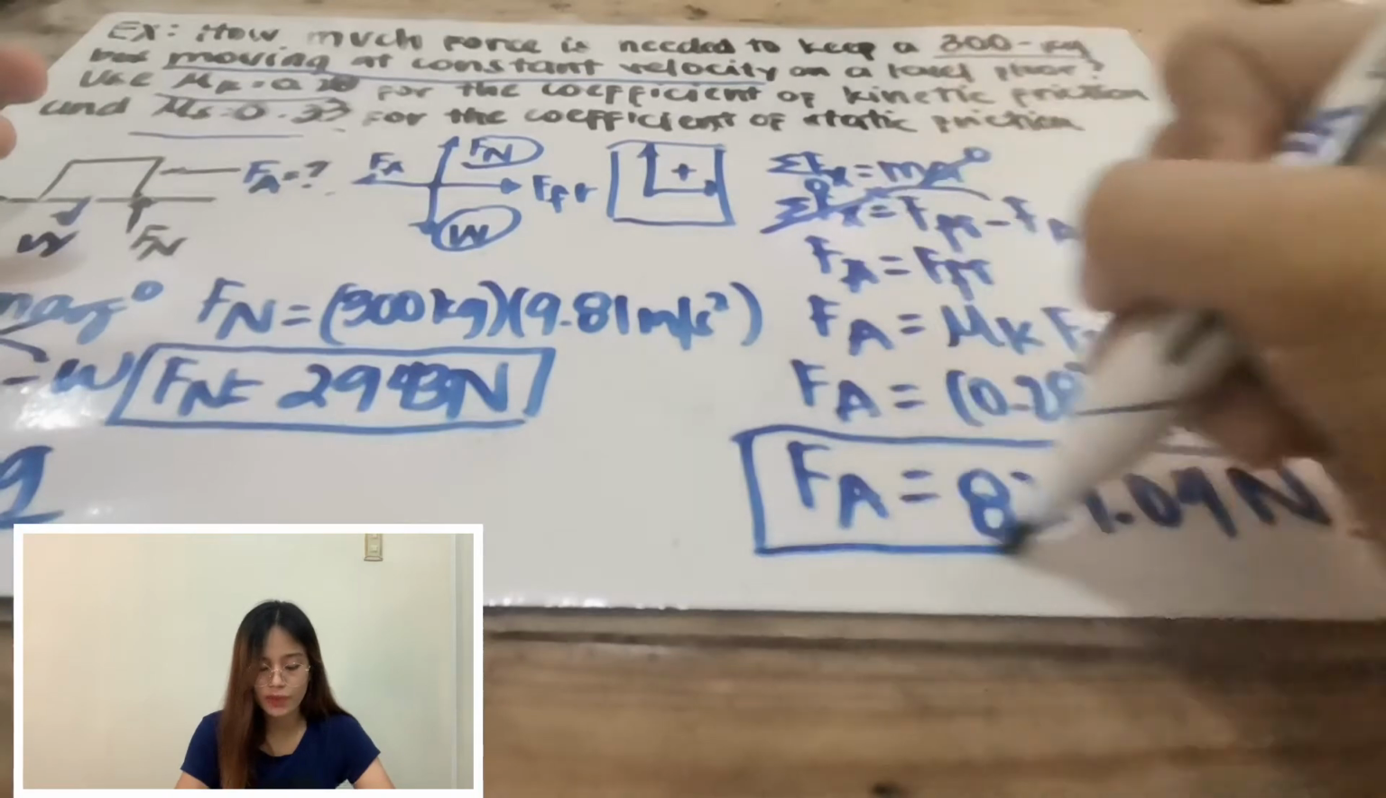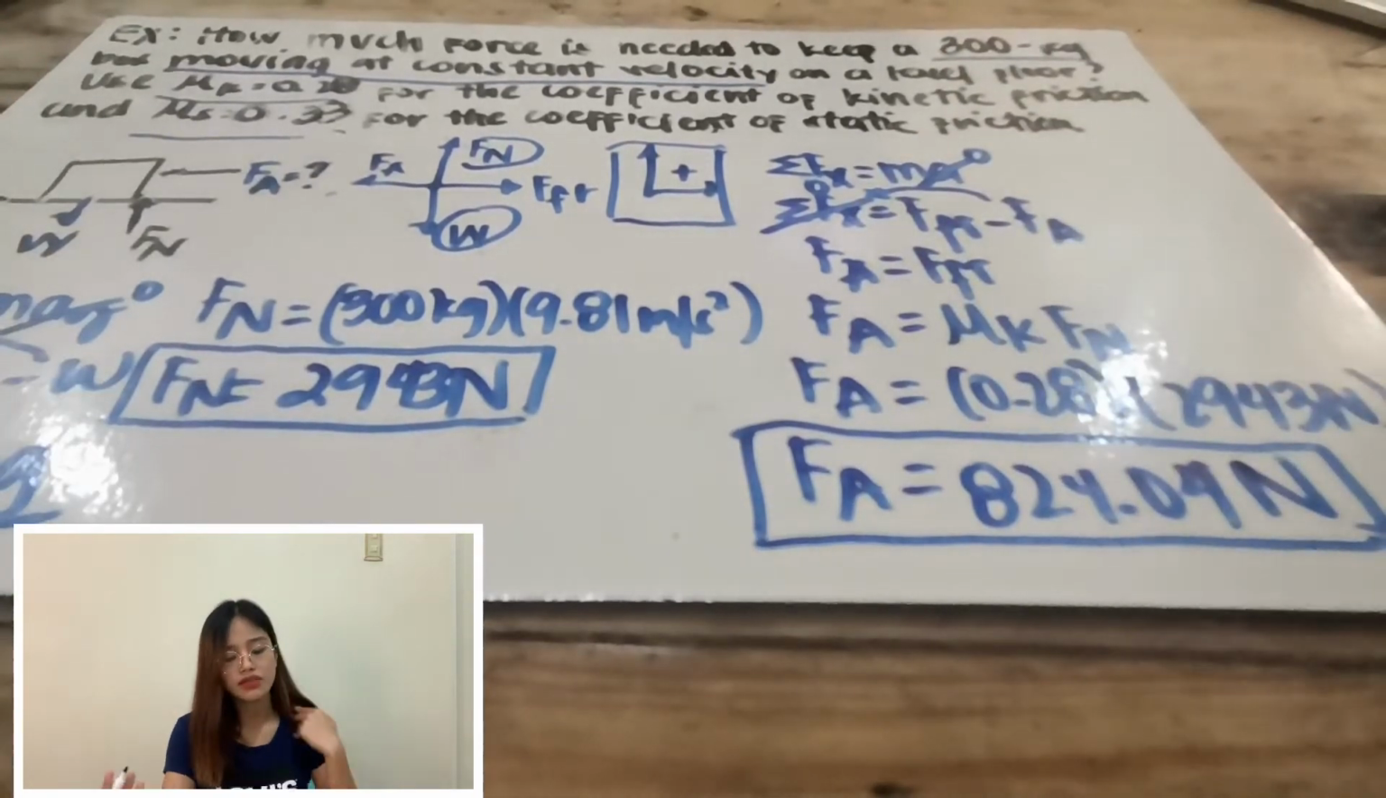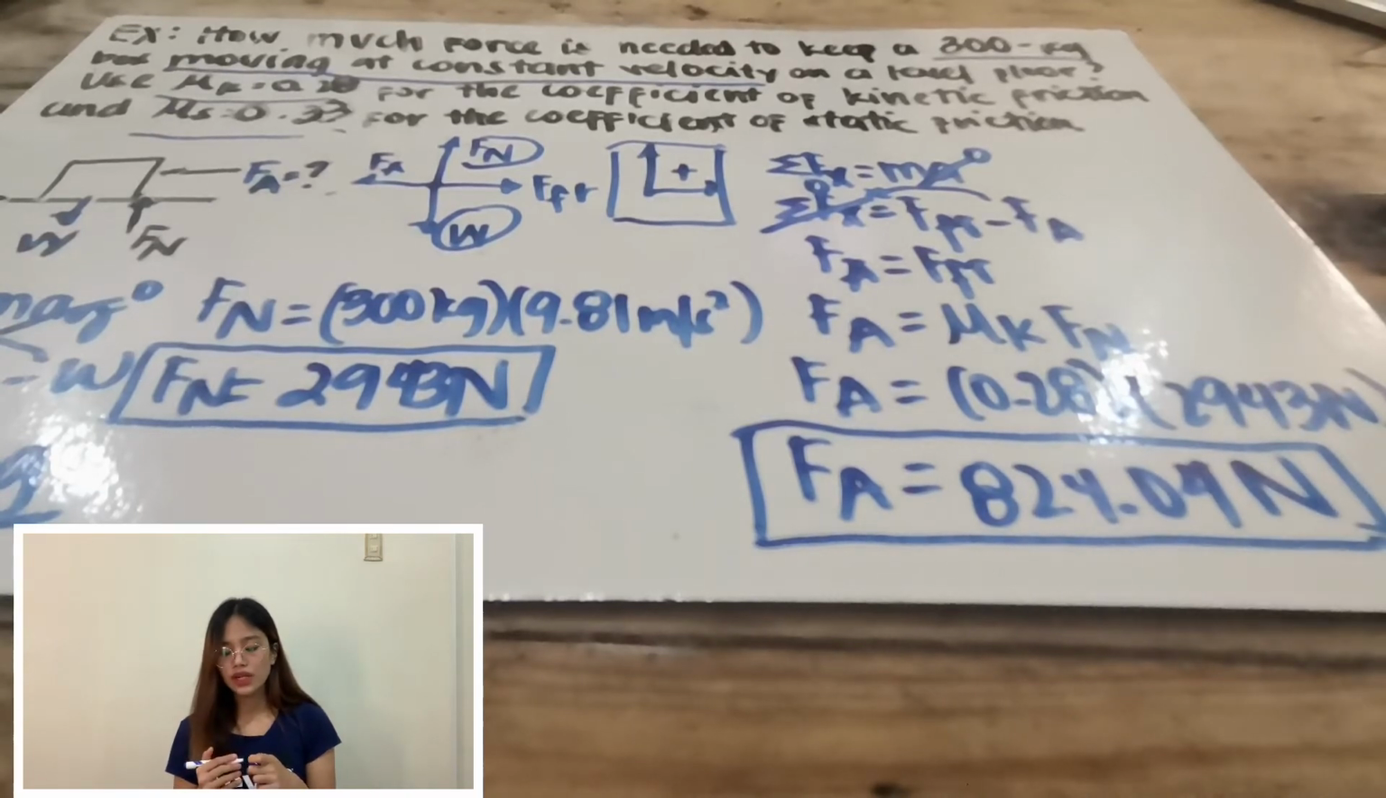Sige na siya guys. Ang normal force natin is equal to 2,943 newtons. And the applied force is now equal to 824.04 newtons. So, that's it for today, guys.